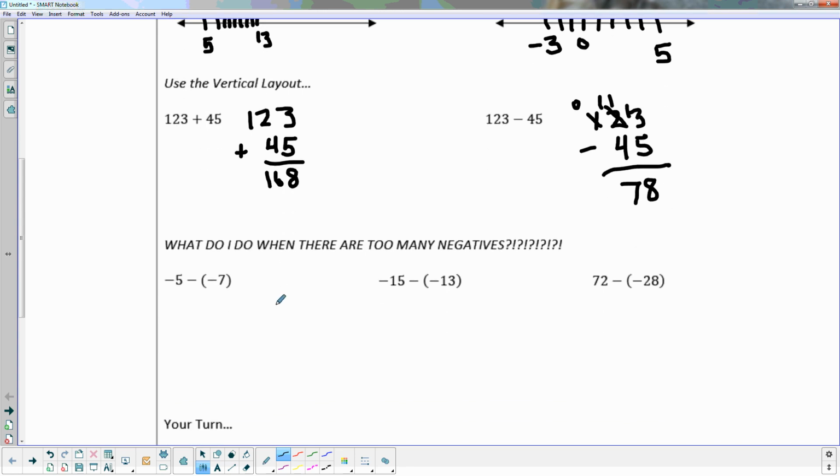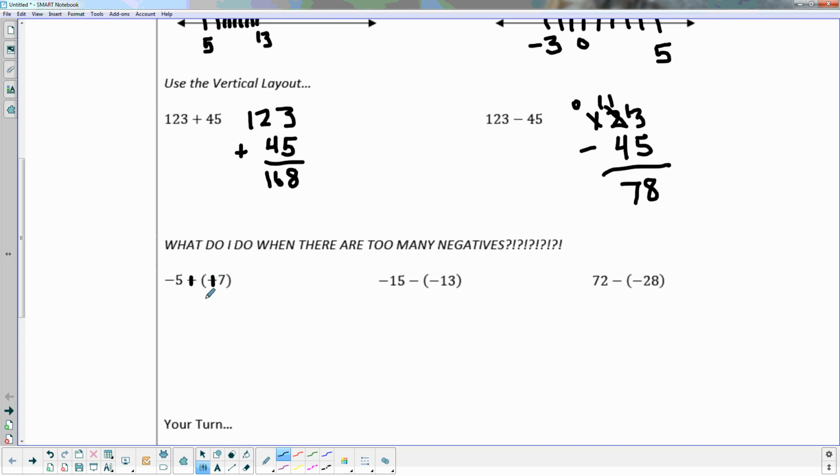So what do I do when there's too many negatives? Well, when there's too many negatives, I want to simplify it as much as I can. And the way that I do that is I look at those two negatives right next to each other become a positive. Okay? When I subtract a negative, it's just the same as adding a positive.